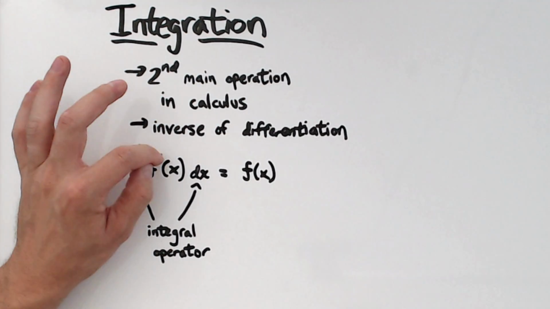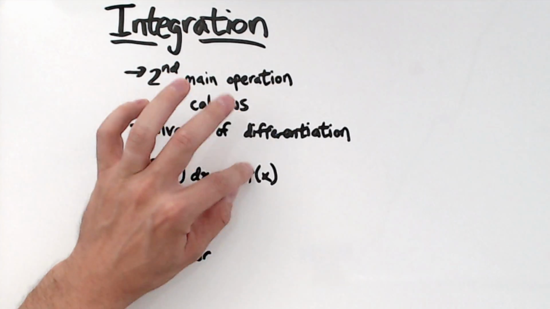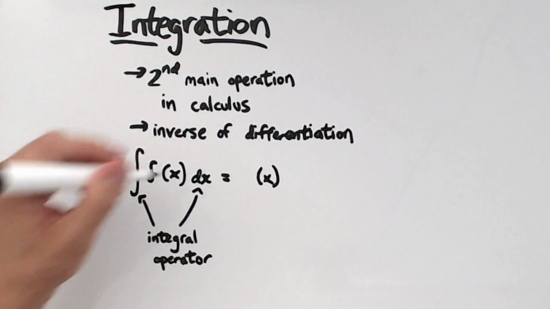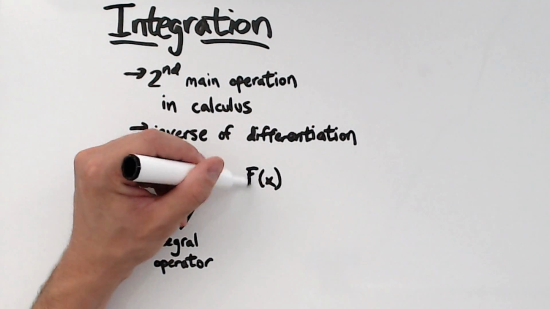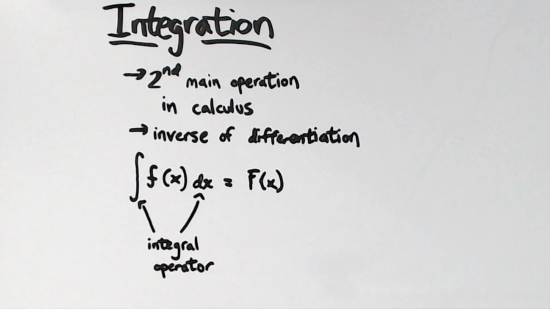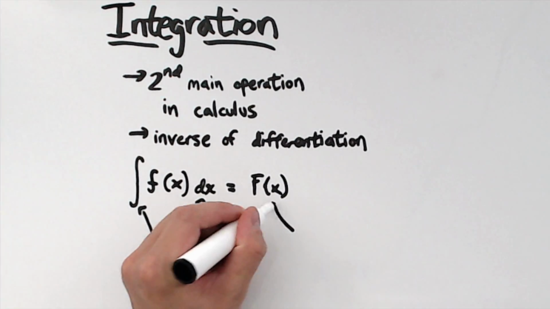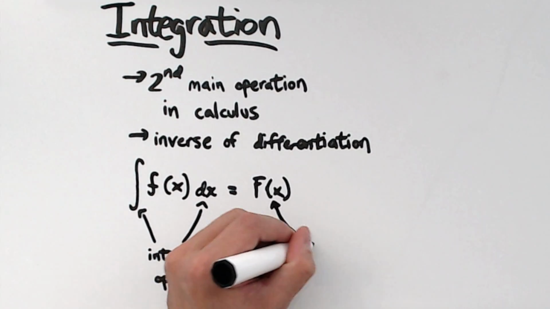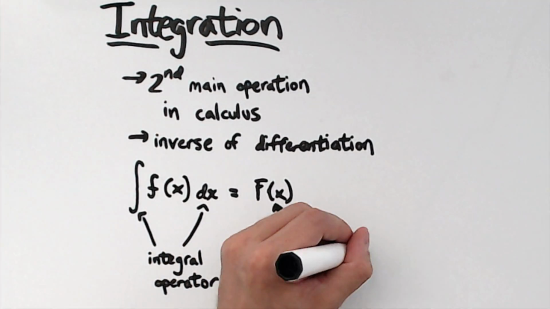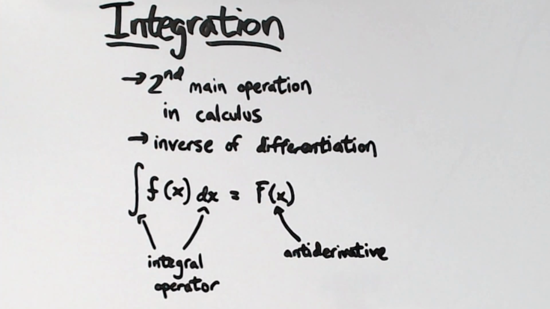A way that most calculus texts will write this, however, is it'll say the integral of f of x dx is equal to capital F of x. Just in case you ever see that, that's basically the standard notation for integrals. This capital F of x basically just represents what's called the antiderivative.